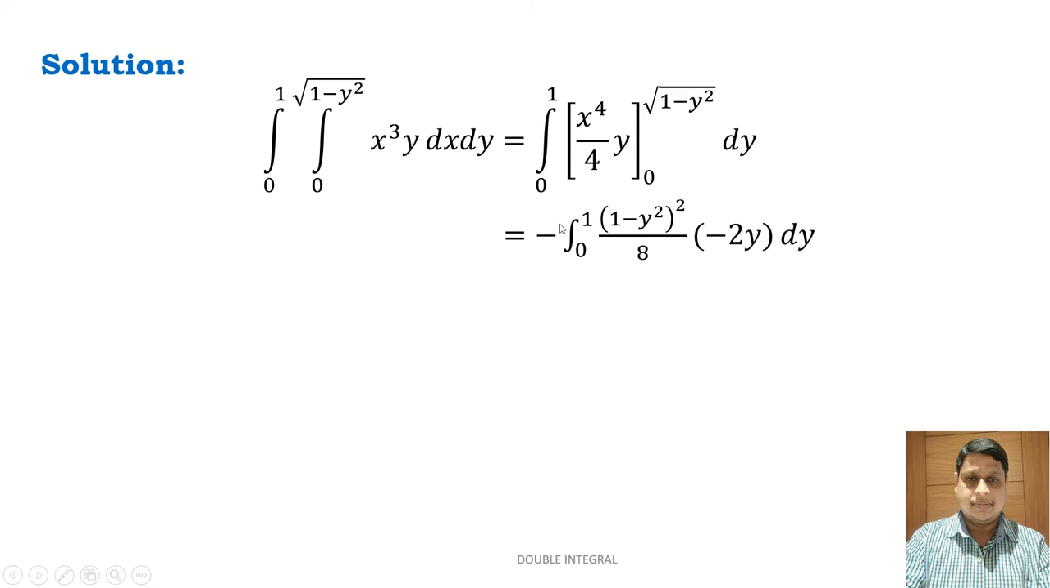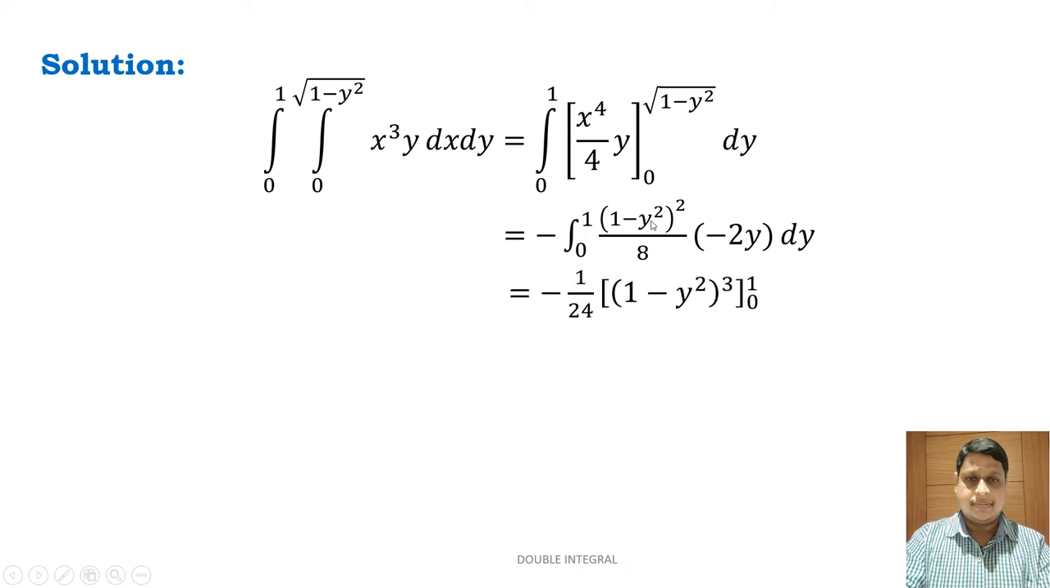So my integration is from 0 to 1. The upper limit gives root of 1 minus y square whole power 4, that is, root of 1 minus y square whole square, divided by 4 into y. For the next step, I am multiplying by minus and 2, and in the denominator multiply and divide by 2, then 2 into 4 becomes 8, and inside and outside I am just multiplying by a minus sign.